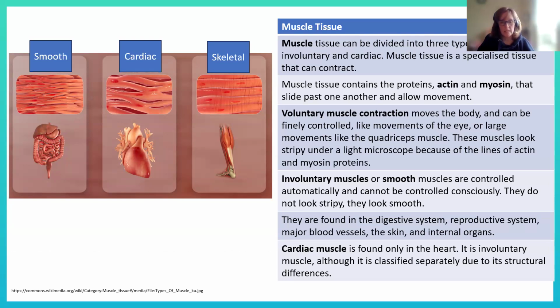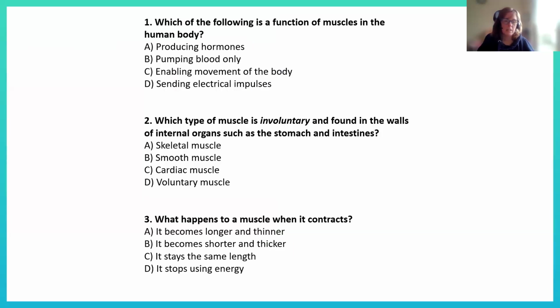It is involuntary, but it's classed differently to the smooth muscle because it's got structural differences. One of the main differences is we call it myogenic. It can beat, it can generate its own heartbeat. It's not under nervous control, or otherwise, if you got paralyzed, you'd die, your heart would stop. But it can generate its own heartbeat, and we'll look at that in a later unit as well.